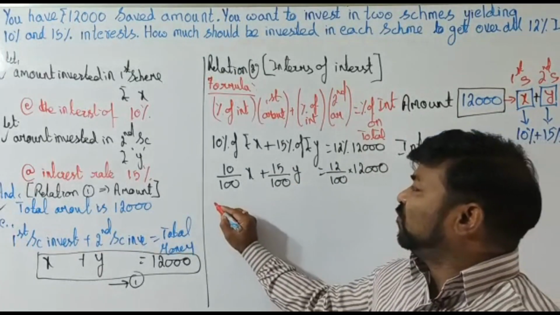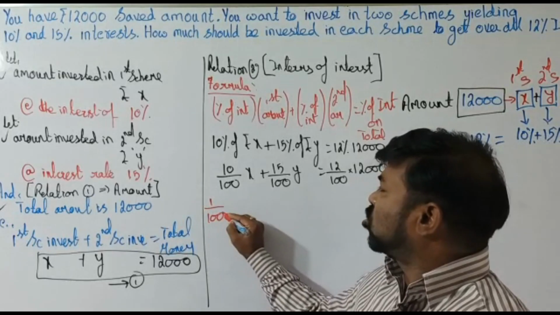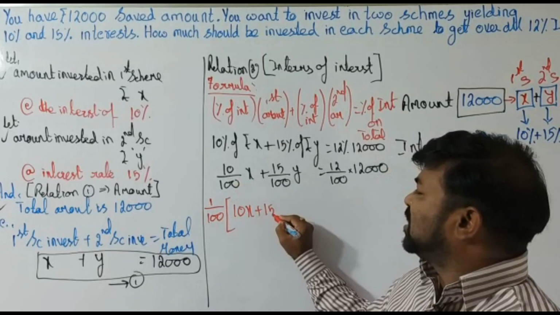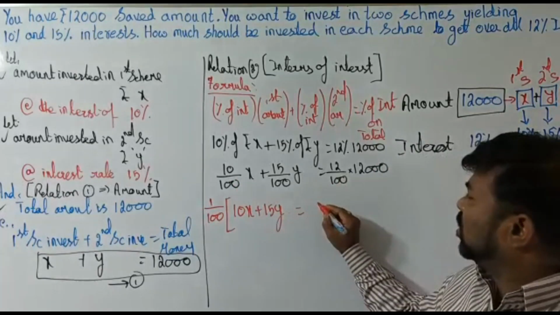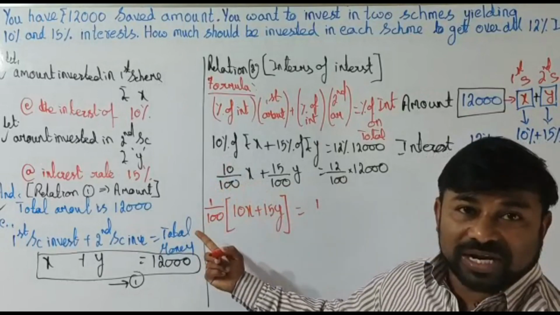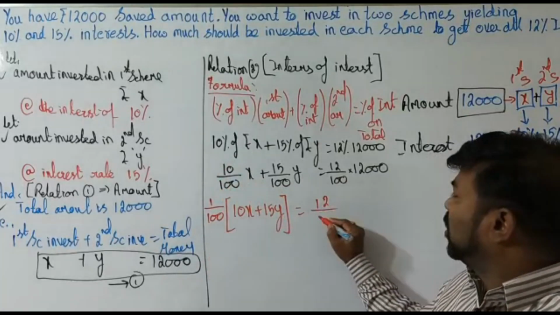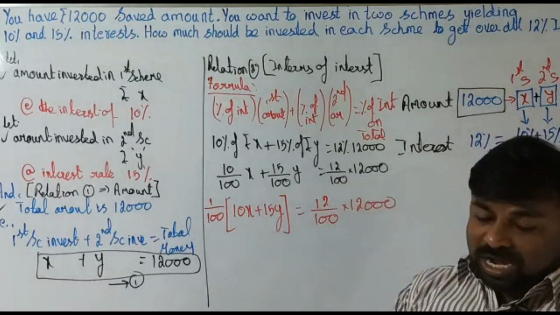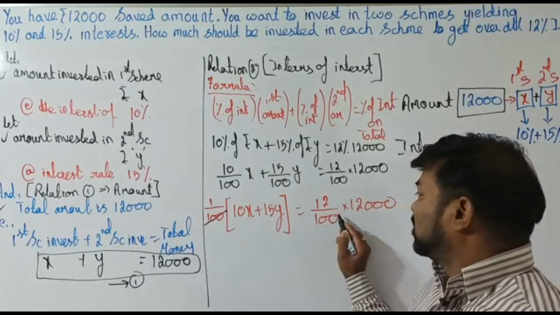Now, if you take 1 by 100 as common here, we'll have 10x plus 15y equals 12 by 100 times 12,000. Now, straight away, we can cancel this and this.